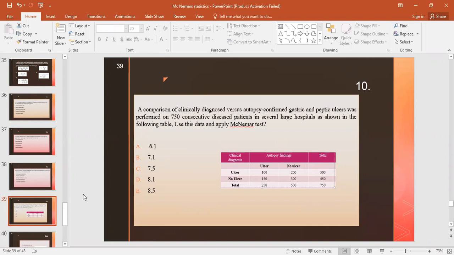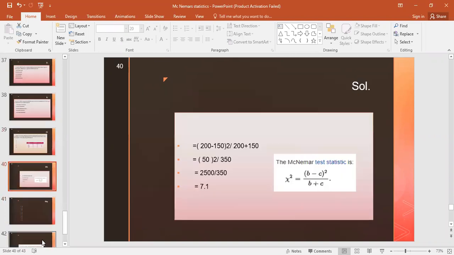Any guess? So this is the solution. 7.1 is the right answer. Only discordant pairs are used. 200 minus 150, raised to the power 2, over 200 plus 150. So below there is 350 and above there is 2500, and when we divide 2500 by 350, the answer we get is 7.1.